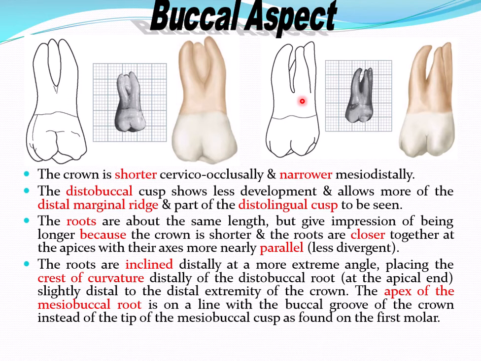شي يبين لك أن placing the crest of curvature distally of the distobucal root. Crest of curvature distally, sorry, it's slightly distal to the distal extremity of the crown. هذا distal extremity of the crown. الديستال curvature أو crest of curvature راح تكون أبعد. ليش؟ لأن الروت in general move distally. So the roots in the maxillary second molar move or incline more distally than that in the maxillary first molar.